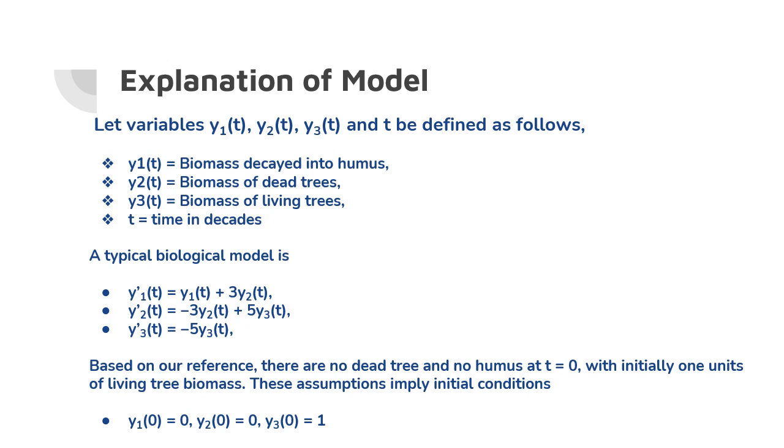Okay, now let's see how the mathematical model is created in the slide. We let y1 be the biomass decay into humus, y2 the biomass of the dead tree, y3 the biomass of the living tree, and t is time. So we will get the mathematical model for this process like this. Also, when time is equal to 0, we made an assumption for the initial condition where there is no biomass decay into humus and there is no biomass of the dead tree, but the biomass of the living tree is equal to 1 when time is equal to 0.